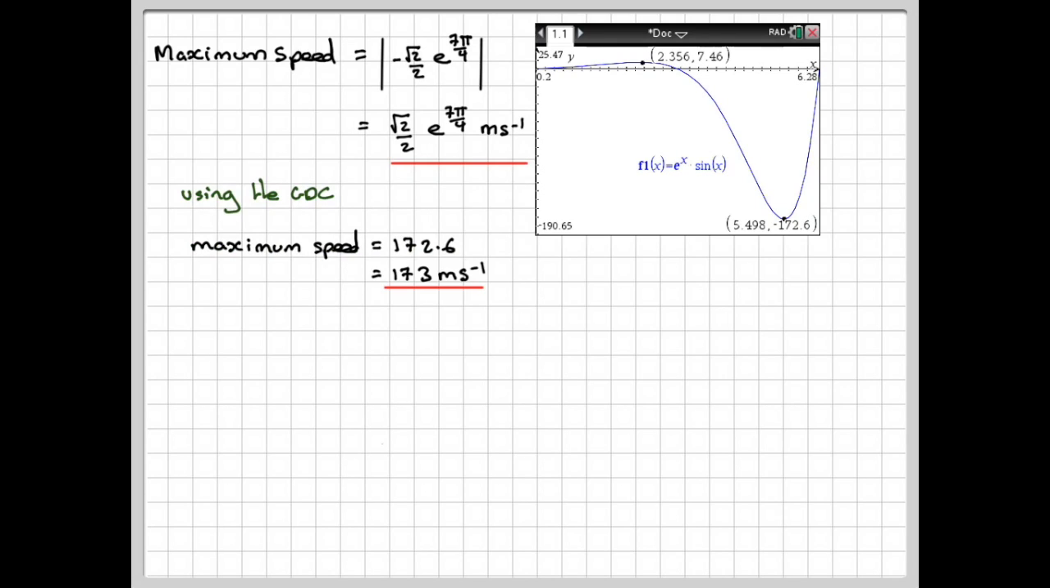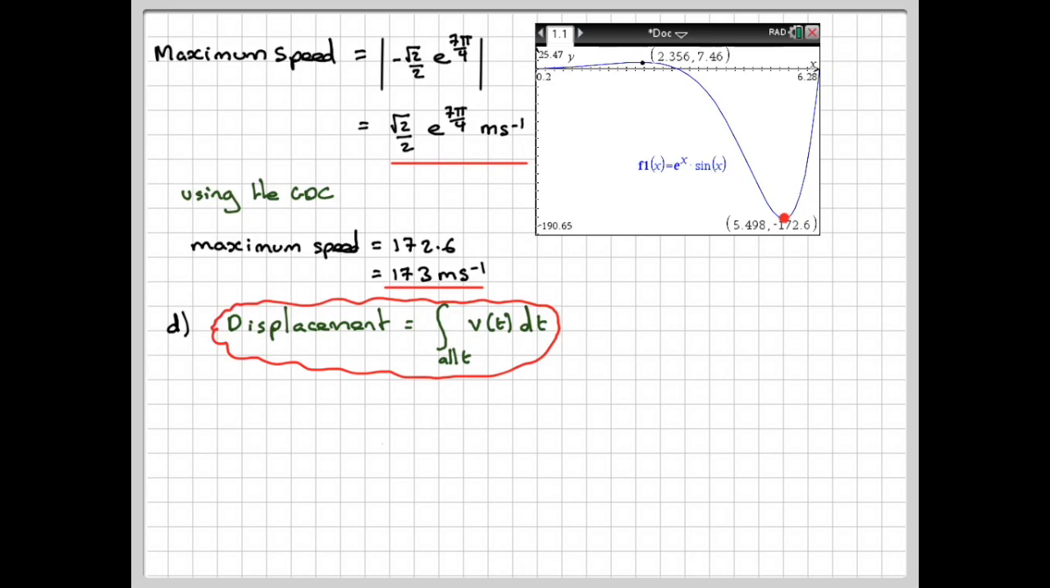which is 173 meters per second. Right, part D, for the displacement. Now, if you don't want to get involved with the long involved integral here, please just move along the video towards the end. So if we have to find displacement, we have to integrate the function between 0 and 2 pi of e^t sin t dt.